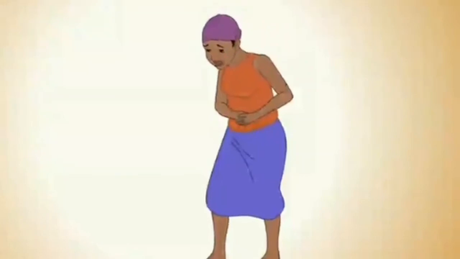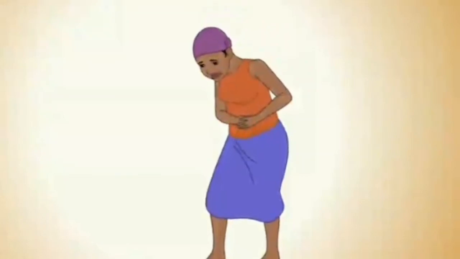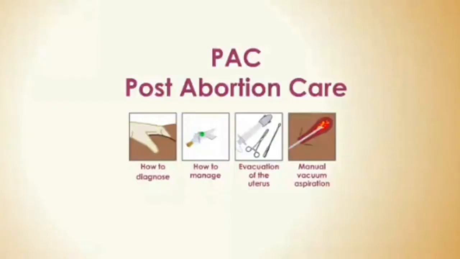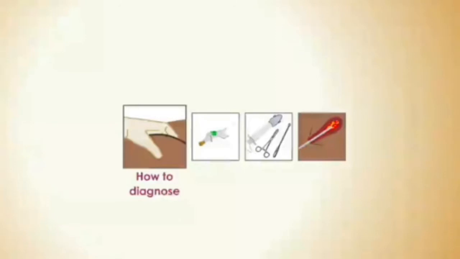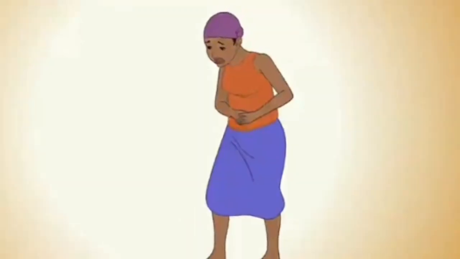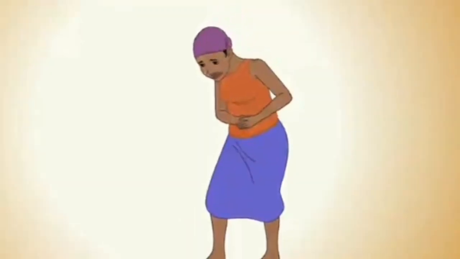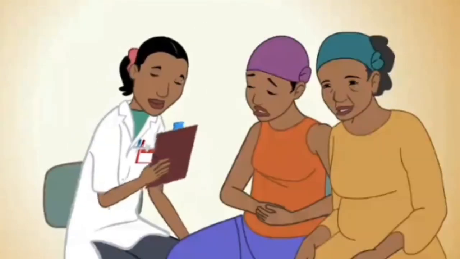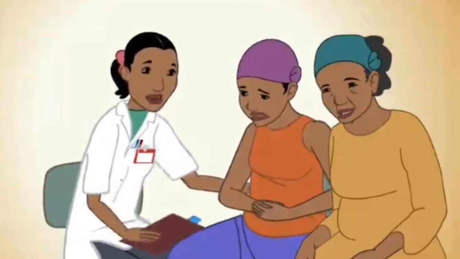Each year, more than 20 million women undergo an unsafe abortion. Septic abortion is the most common severe complication to unsafe abortion. Post-abortion care is the procedure to diagnose and manage life-threatening complications to abortion. How to diagnose? For all women of reproductive age with abdominal pain, fever, or vaginal bleeding, the following are essential parts of the initial assessment.